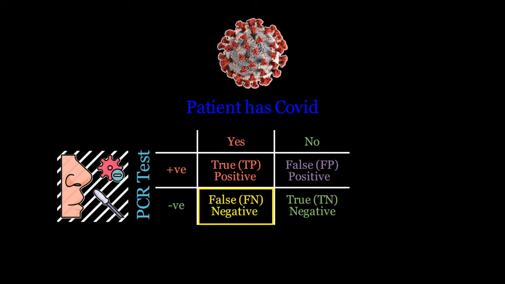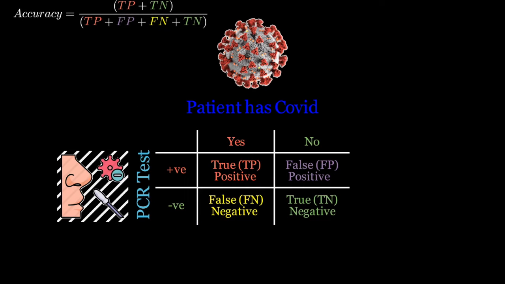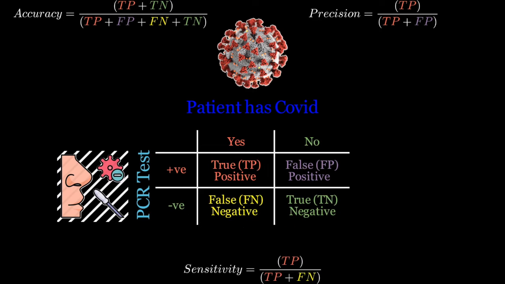We can use the information in the confusion matrix to determine accuracy. This is the sum of the correct diagnoses divided by all diagnoses. The precision is the true positives divided by all positives, and the sensitivity, the true positives divided by the true positives and the false negatives.